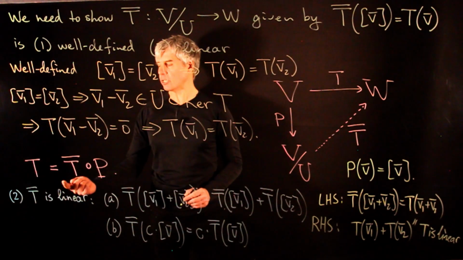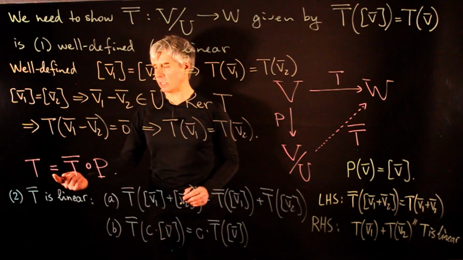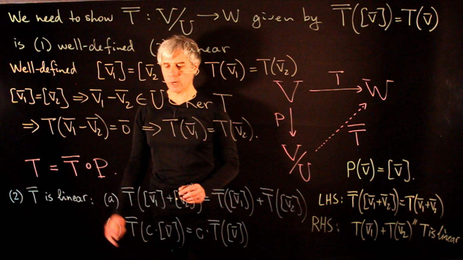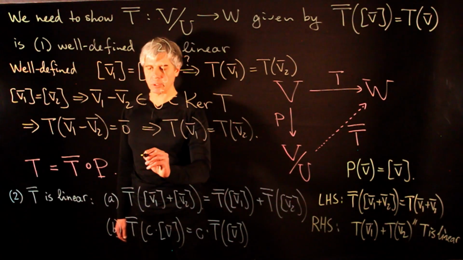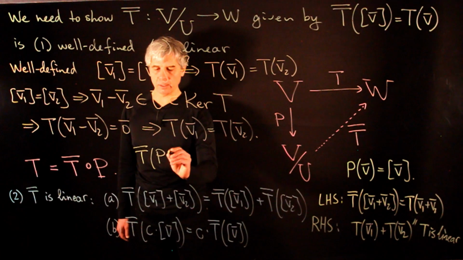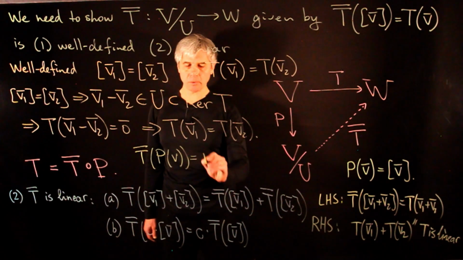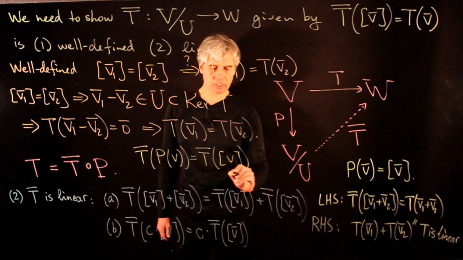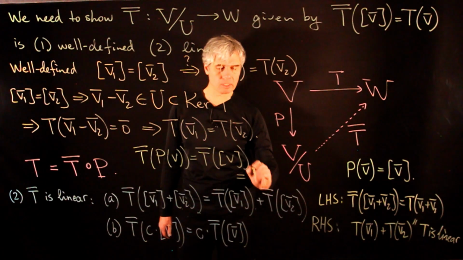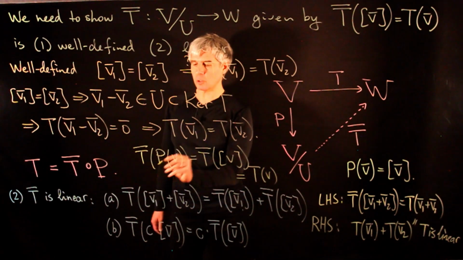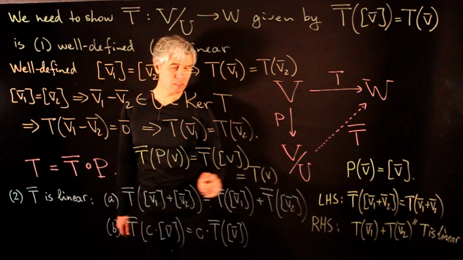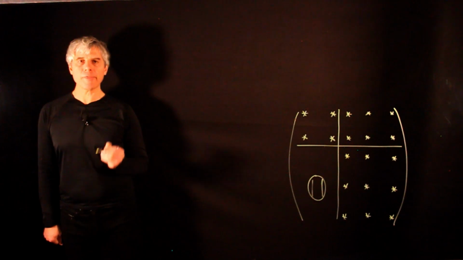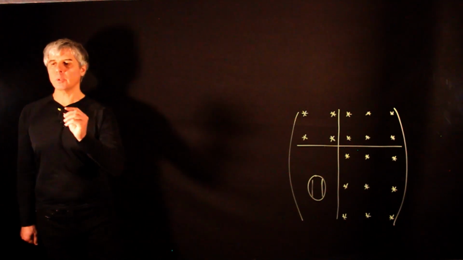And finally, the factorization claim that T is equal to the composition of the canonical projection with T bar will hold because of our construction of T bar. So here we already checked that T bar of P of V is equal to T bar of the class of V, which, by our construction of T bar, is T of V. And we see that the composition of the two maps in the right-hand side is equal to the linear transformation T. Before we discuss the third homomorphism theorem, let us look at the following situation.